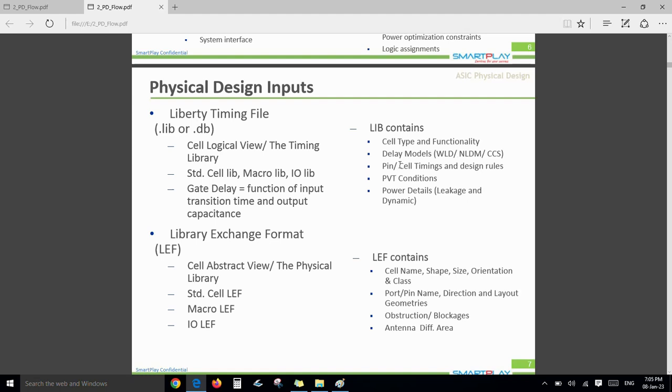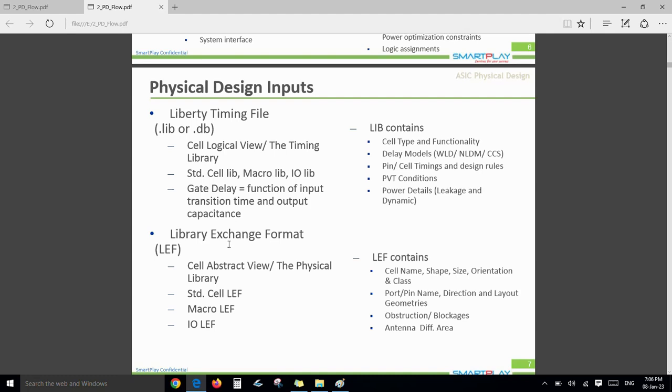And pin and cell timing and design rules, and design rules are nothing but DRVs, PVT conditions. So for each library, if I take a p28 library, a 28 nanometer library, for each PVT condition, if I am checking 180 corners, there should be 180 PVT corners. And for each and everything we need to have the leakage and dynamic power, and all these things.